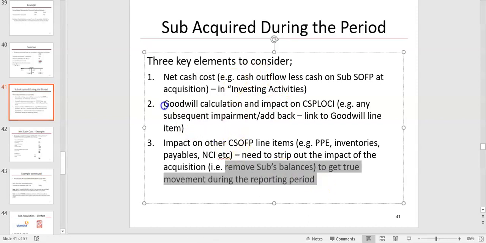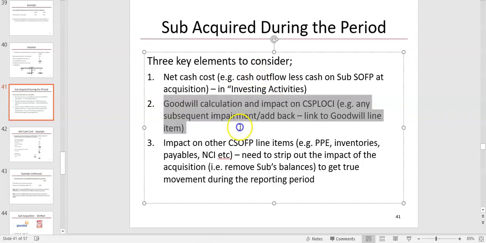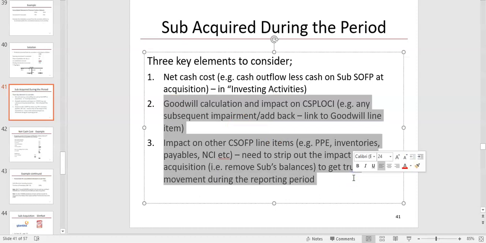So those are the ones we're going to focus on in the live webinar next week in some of the examples. But just to get your head around that, when you acquire a subsidiary, that has an impact on nearly every line item. And that will help you explain how the movement from opening balances to closing balances happened. If you ignore it, you're going to come to the wrong balancing figure or the wrong plug figure.